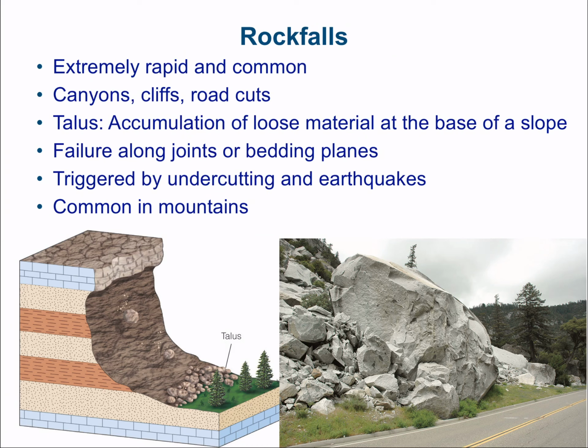Rock falls are very rapid. Unfortunately, they're also pretty common. They happen in canyons, cliffs, and road cuts. The material that you see at the base of the hill right here and all of this is what we call talus. That's that loose material that rolls down and accumulates at the base of the slope.